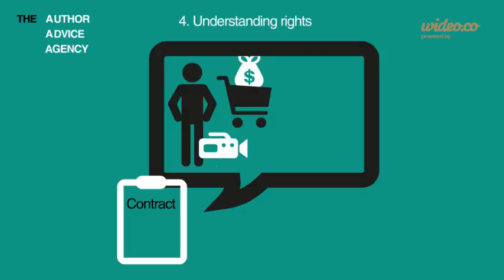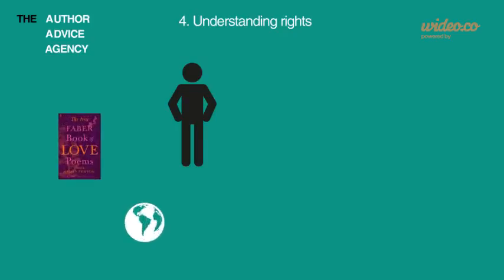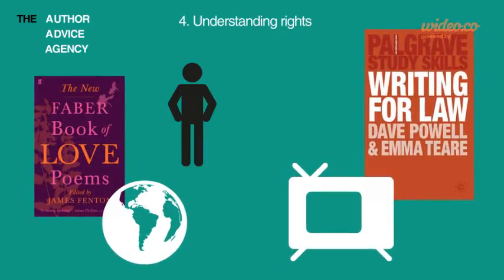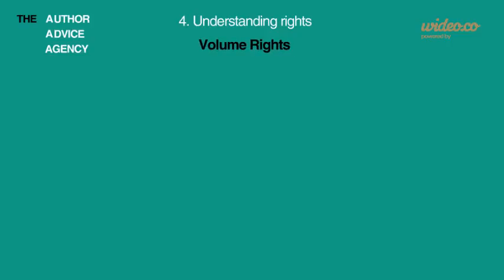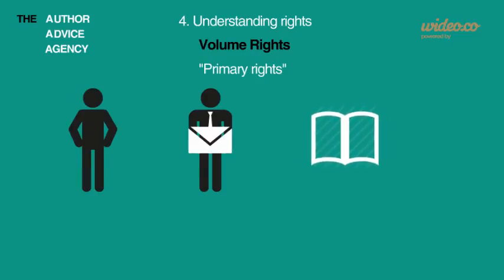The rights that you choose to reserve may depend on the type of work you have, and whether the publisher has a strong reputation for rights exploitation. Some works will have limited scope for selling rights, such as translation rights for poetry or dramatisation rights for academic works. Volume rights. These are sometimes known as primary rights, and they're the basic rights that you sell to a publisher, meaning that they can print your book.